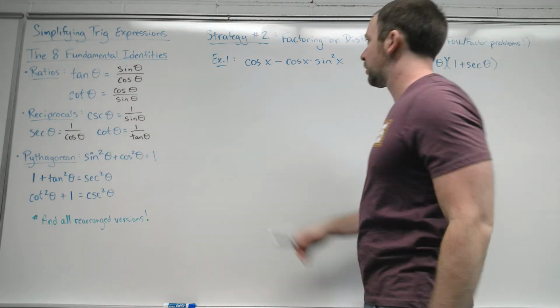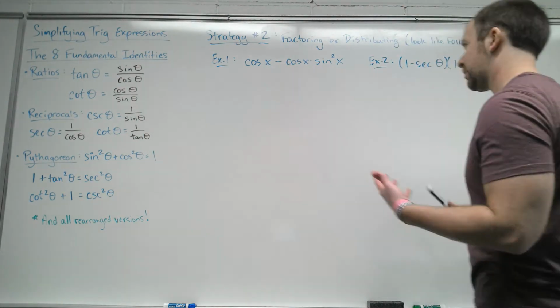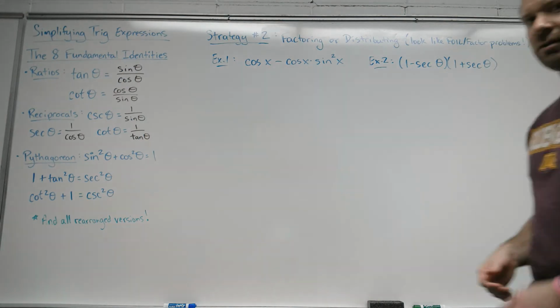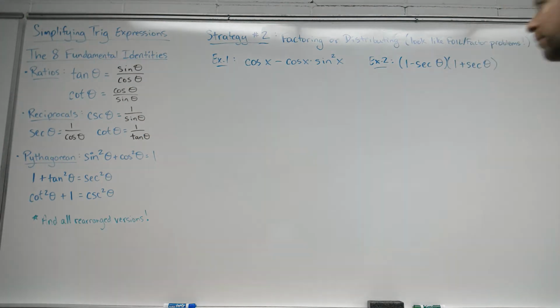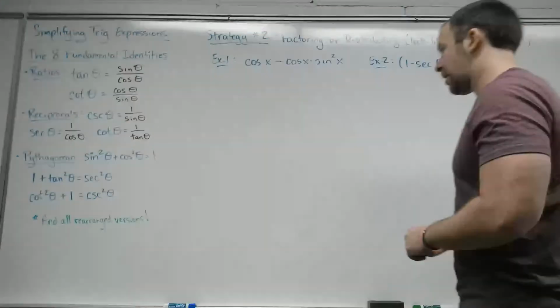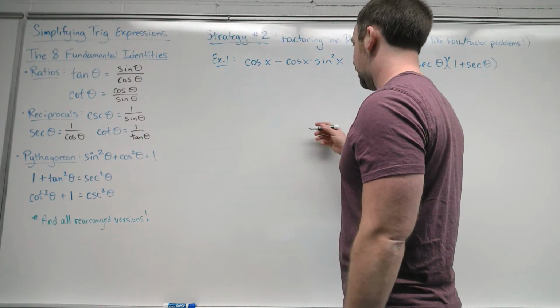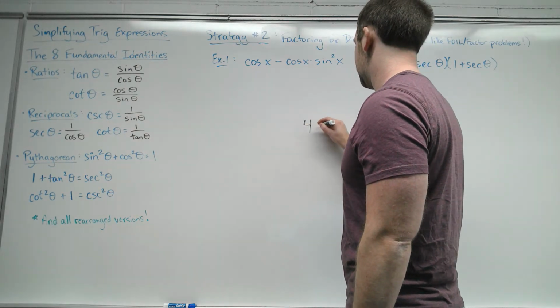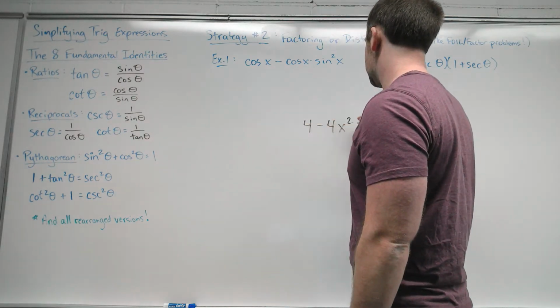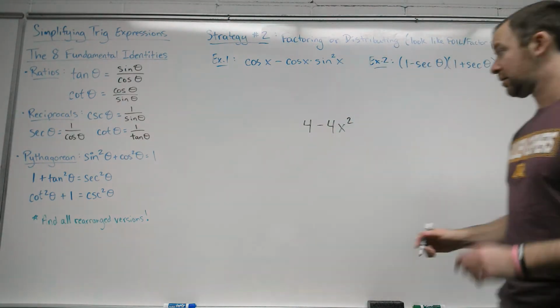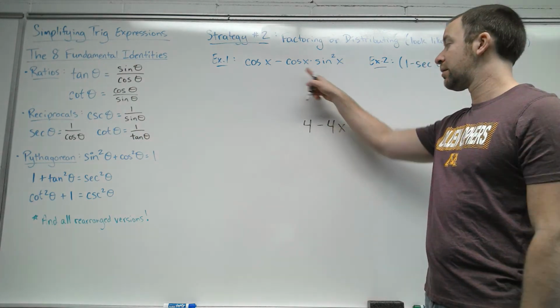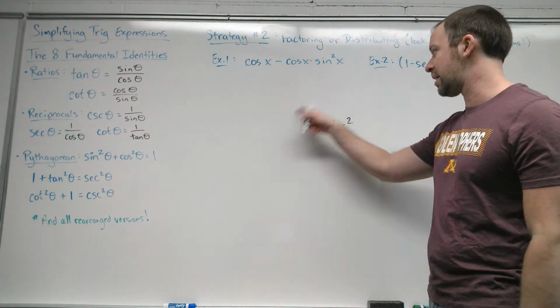Okay, so I look at this one and I think about strategy 1, turn it all into cosines and sines, but it's already all sines and cosines, so that's not really going to help me. But I look at it, and it's a factoring problem. It's the same as if the problem was 4 minus 4x squared. Very similar problem. And this is the algebra thing that we're working on. If you can do this, it means you can do this. This is the basic algebra version.